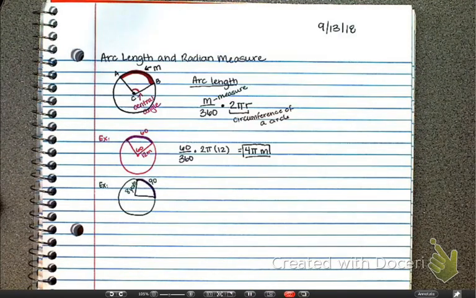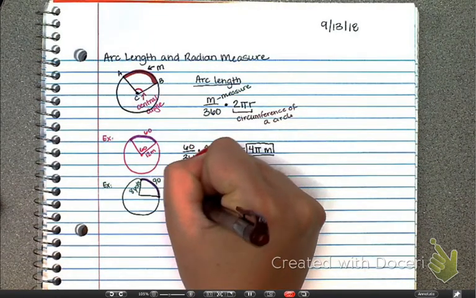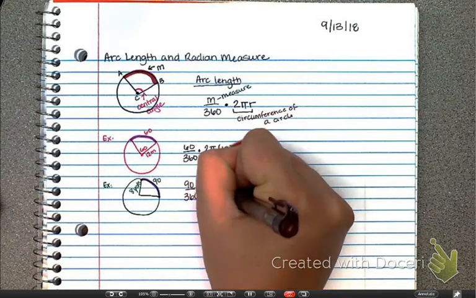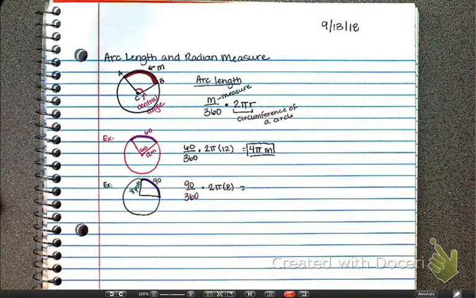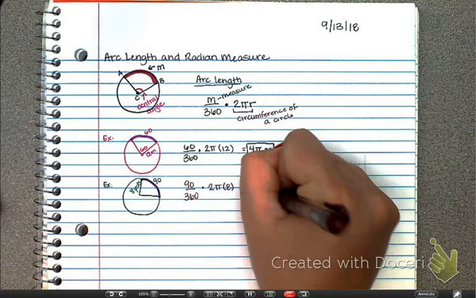So you're finding that arc length there. So you know the measure is 90 and you know the radius is 8. So you have 90 over 360 times 2 times pi times 8. And what did you get when you plug that into the calculator? 4 pi yards.